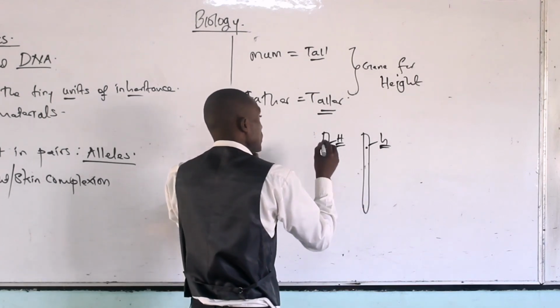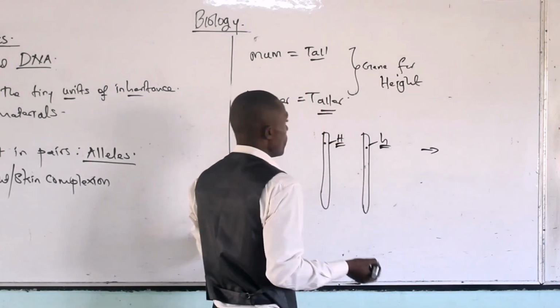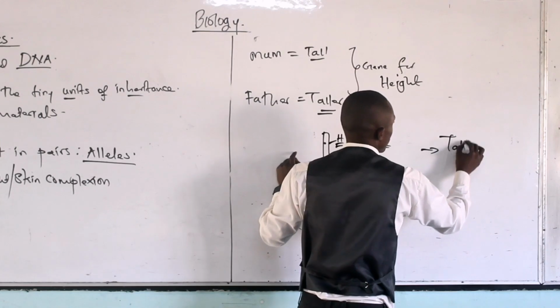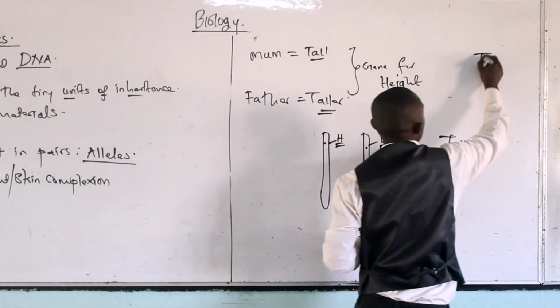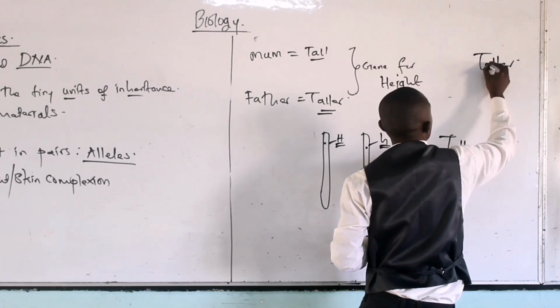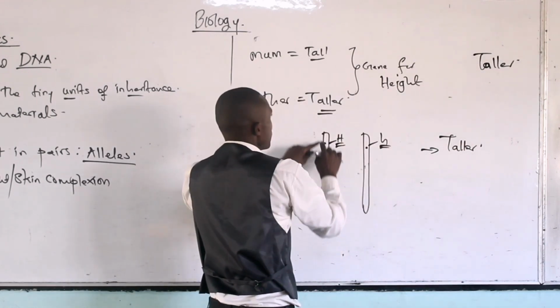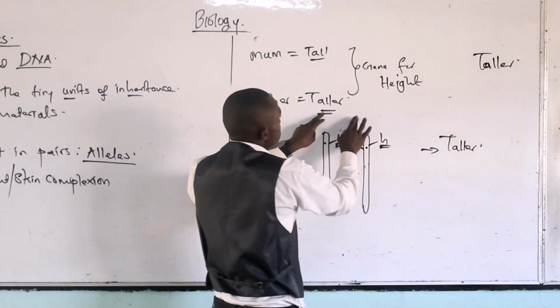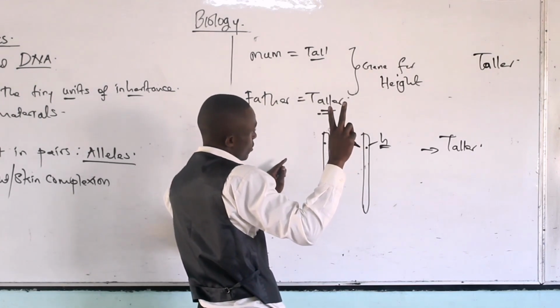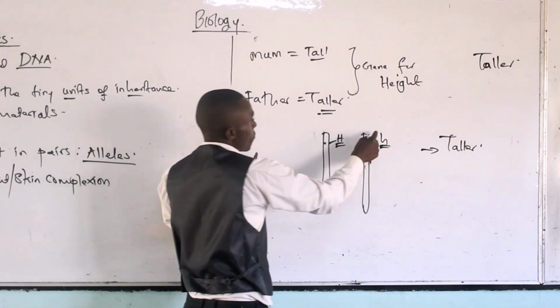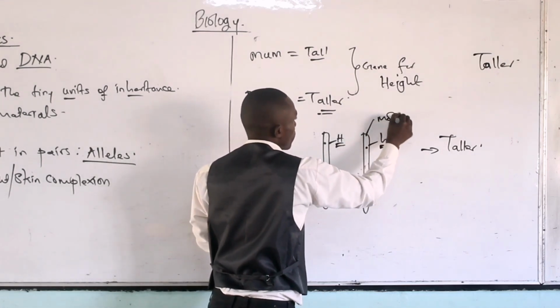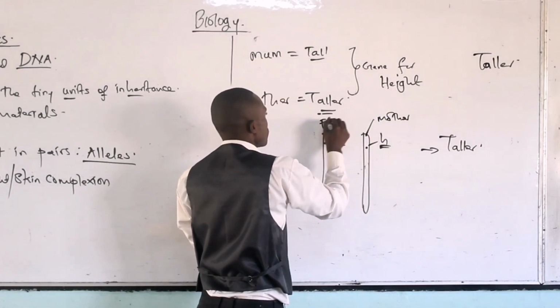So that means the offspring will be what? Taller. The offspring is going to become taller, because the gene for height has two alleles. One of the alleles came from the mother, and another allele came from the father.